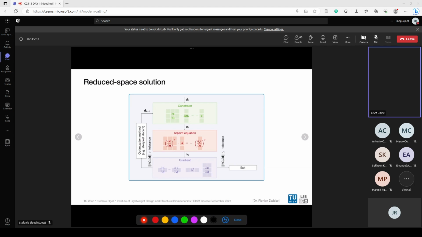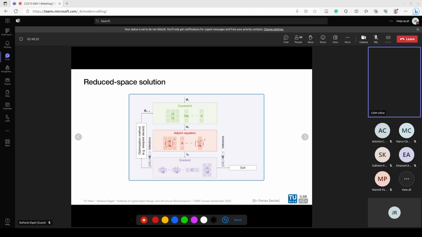And if we put this into an implementation, we would take some guess of our decision variable. We start with some initial shape. We solve our constraint equation, so finite element simulation. And this already will contain the partial derivative of C with respect to U. So we already need the Jacobian for the solution of this, which we can then reuse in the adjoint equation in order to solve for lambda. And then we can plug it into the gradient.